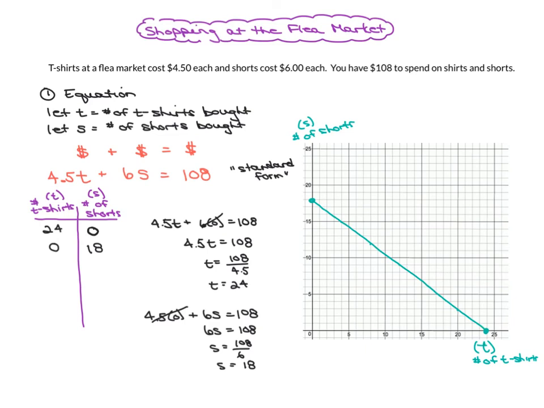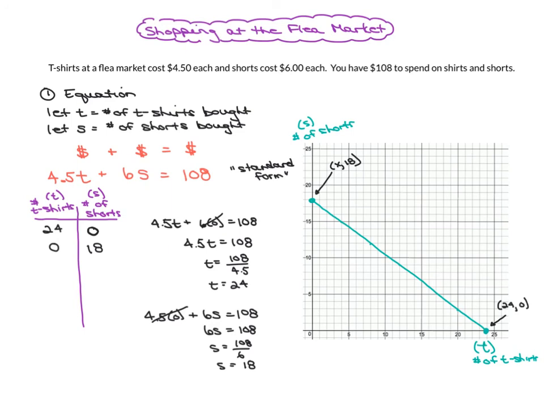These points where the line intersects the x-axis and the y-axis are called the x-intercept and the y-intercept. For the x-intercept, what is the value for x when y is 0? This was 24. So x is 24 when y is 0. And for the y-intercept, what is the value for y when x is 0? And so this was 18. We'll be talking more about intercepts as we go through this unit.